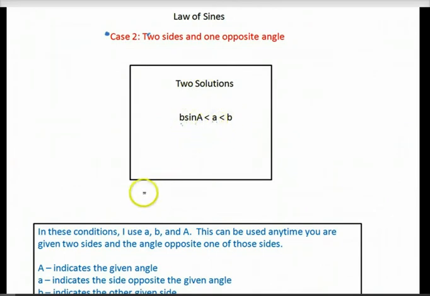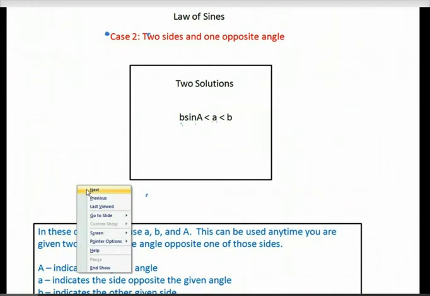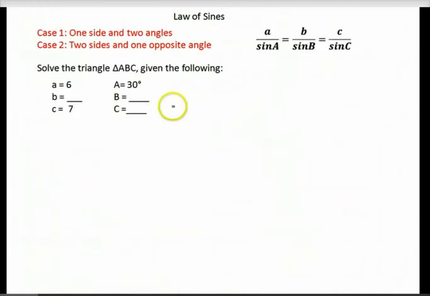So you can run this test. And again, you don't have to have the letters A, B, and C. What it means is the capital A is whatever angle you were given, lowercase a is the side across from that angle, and lowercase b is any other side of the triangle that they happen to give you. So we're going to do some examples and take a look at what happens when there's 2 solutions.